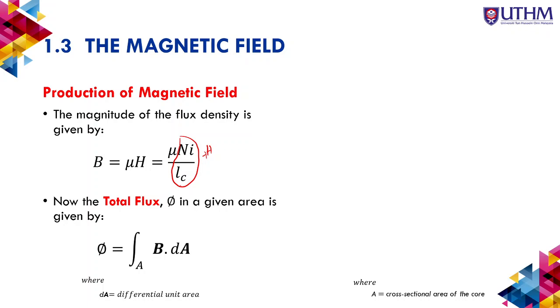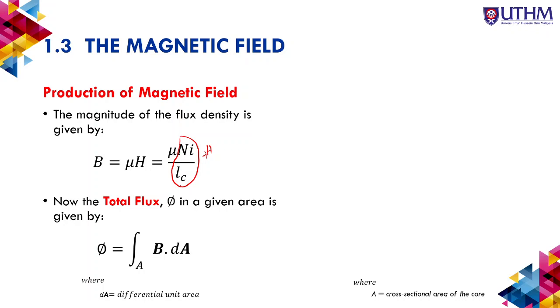Now the total flux. The total flux is different from the magnetic flux density. This is the total flux, or they call it magnetic flux. B is the magnetic flux density, so don't get confused. Magnetic flux is equal to the integration of B with respect to the area. As I mentioned before, I hope you can relate this to how integration operates.